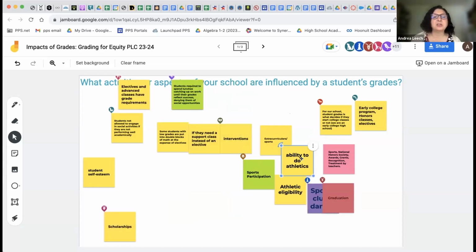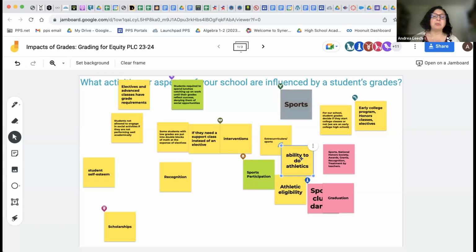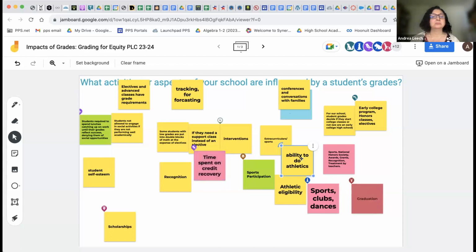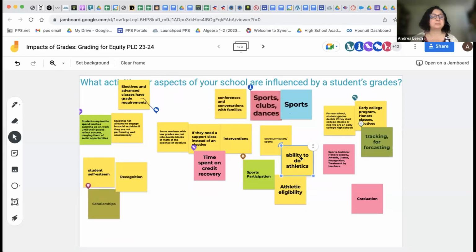I'm seeing lots of really good things on here. Definitely there's the things about athletics, but there's also a lot of, hey, you might not be able to take your elective because that means you need to be double blocked or get extra support, or they might not be able to do social activities. There's definitely some comments in here about student self-esteem and recognition as well. How they're treated by their teachers is definitely a big one.